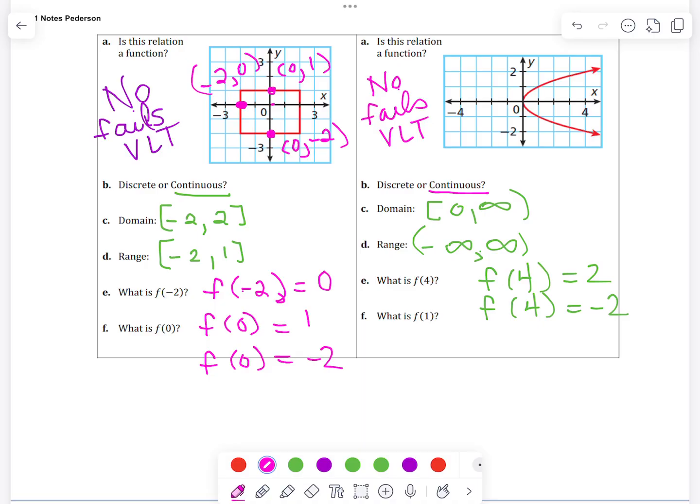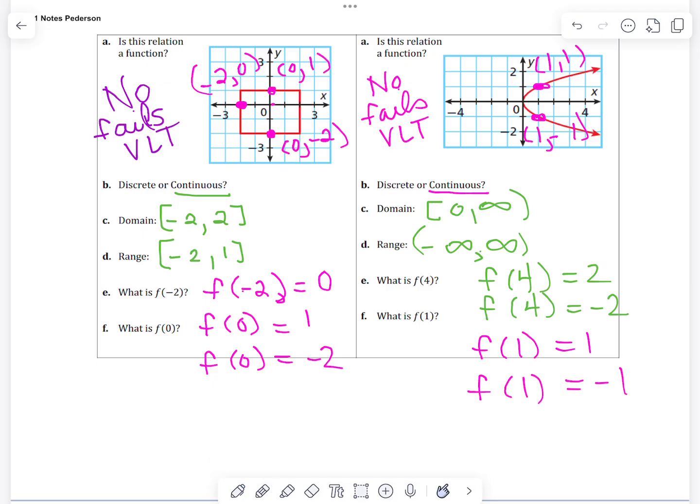And then f of 1, here is 1 and 1. So that'll be 1, 1, and then 1, negative 1. So f of 1 equals 1, and then f of 1 equals negative 1.